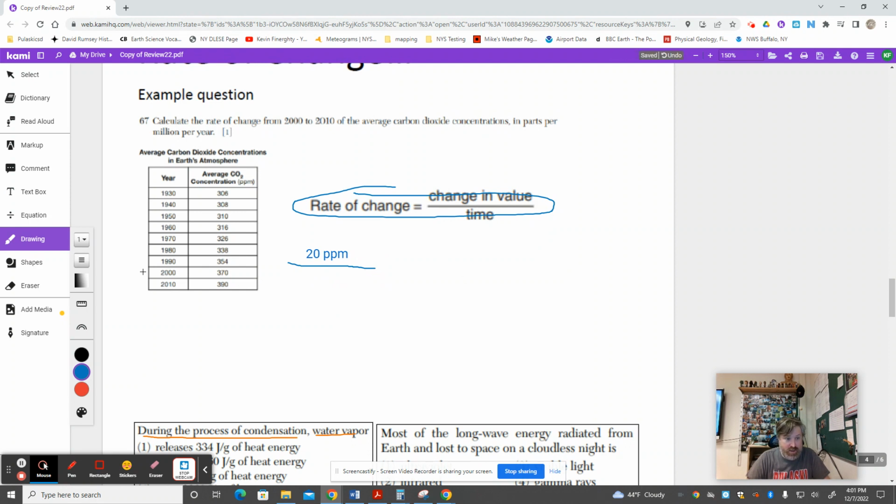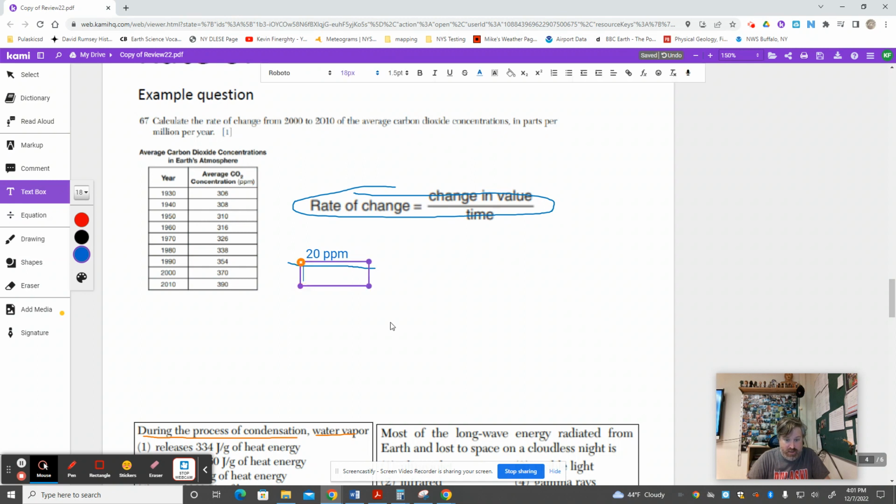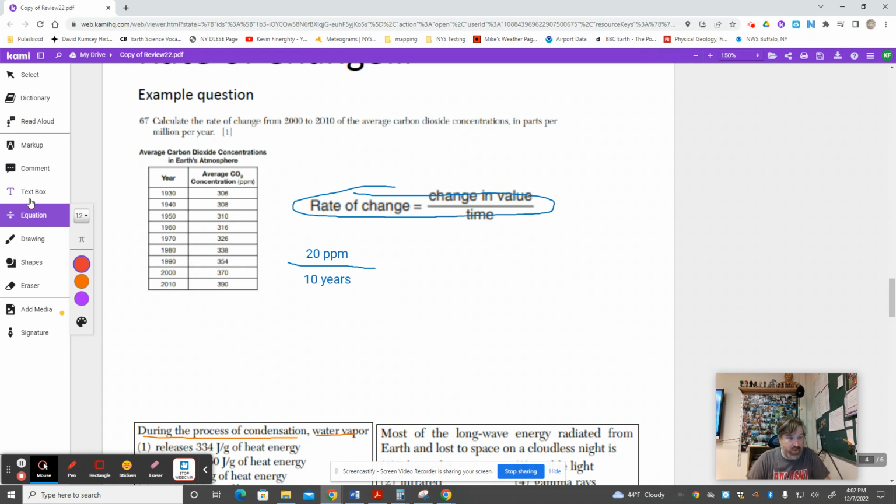From 2000 to 2010, how much time passes? 10 years. There you go. There's 2 more points. The 10 is some point, and the label is a point. Labels, labels, labels. That equals what? So you can grab a calculator. This one I can do in my head, but maybe not always. So you grab a calculator. 20 divided by 10 is 2.